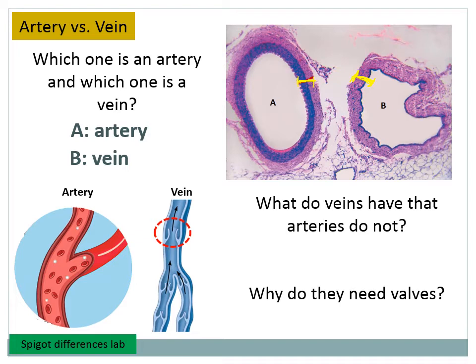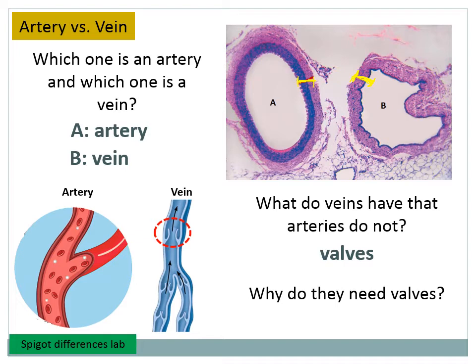Looking over here to the bottom left, we have an artery and a vein, and I've circled something that veins have that arteries don't. What do veins have that arteries don't? Yeah, they have valves.